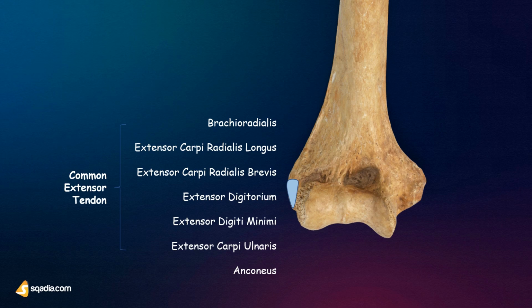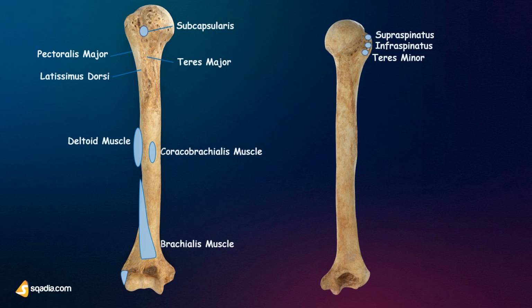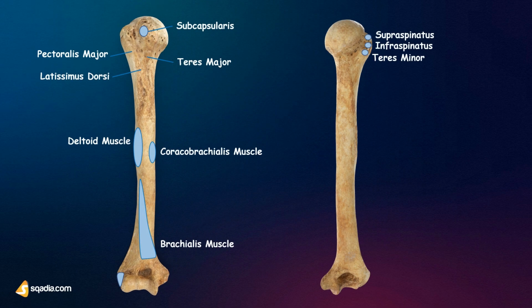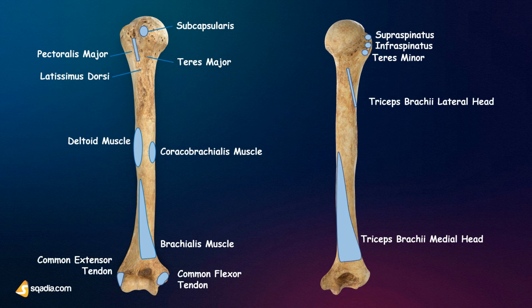The muscles of the arm are divided into compartments, so they are easier to remember. We will talk about the muscles of the arm in much more detail in a separate video, along with their innervation and movements. That ends our lecture on the humerus.